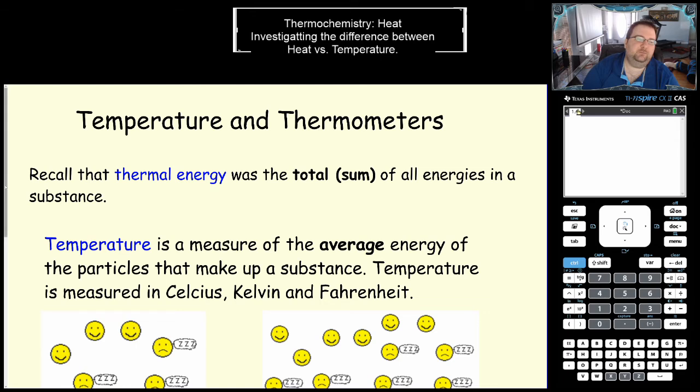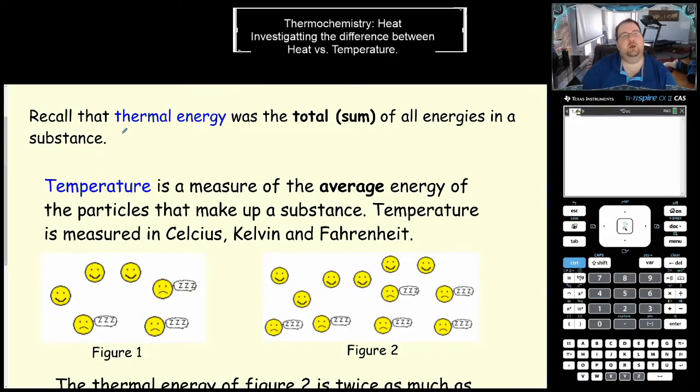So let's start getting some definitions going on here. Thermal energy is the total sum of all the energies in a substance. If we look at these two, let's say the temperature is the same. They're 21 degrees Celsius. Here we have 1, 2, 3, 4, 5, 6 atoms of, let's say, carbon dioxide. And here we have 1, 2, 3, 4, 5, 6, 7, 8, 9, 10, 11, 12 atoms of carbon dioxide.